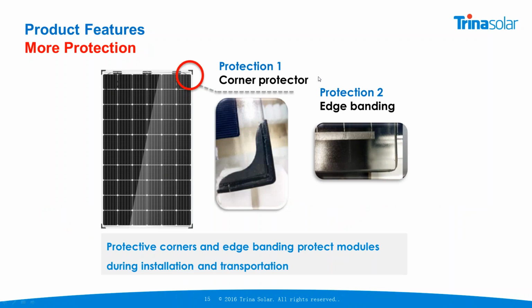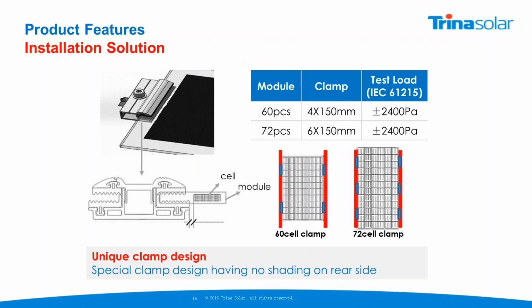Also, the module comes with a corner protection and good edge banding to protect edges and corners against shocks that could happen during the installation, transportation and handling of the module. Also, it's very important to use the right clamps when you attach the modules in the frame. You can see in this design here, it's very important to put the rails at the edge of the modules and to use the right number of clamps to get a good mechanical loading resistance, up to 2400 Pascal on both sides.